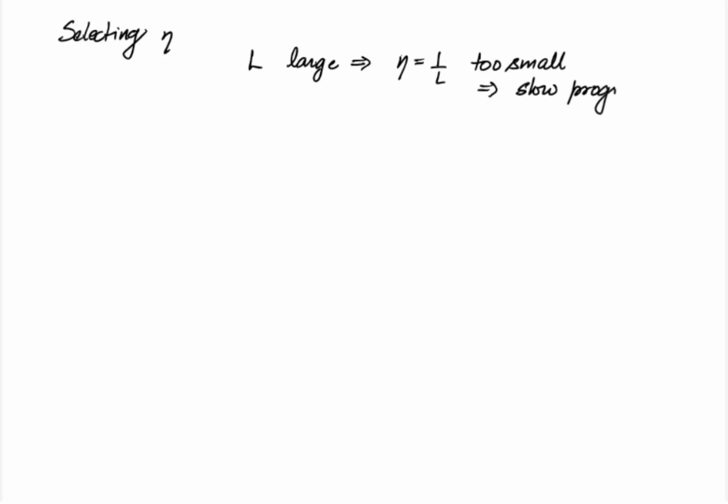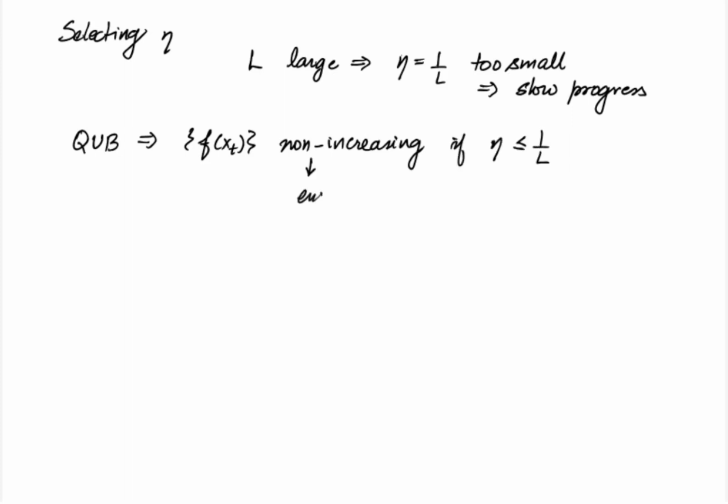So let us consider the problem of selecting eta. Recall that if L is large and we choose eta equal to 1 over L, it would be very small, and this would definitely result in very slow progress. The main reason we are using large L is so that we have the quadratic upper bound property that would imply that the sequence f of xt is non-increasing. So what if there was a method that would ensure that the function value would be decreasing while allowing us to choose eta that is greater than 1 over L for each t?